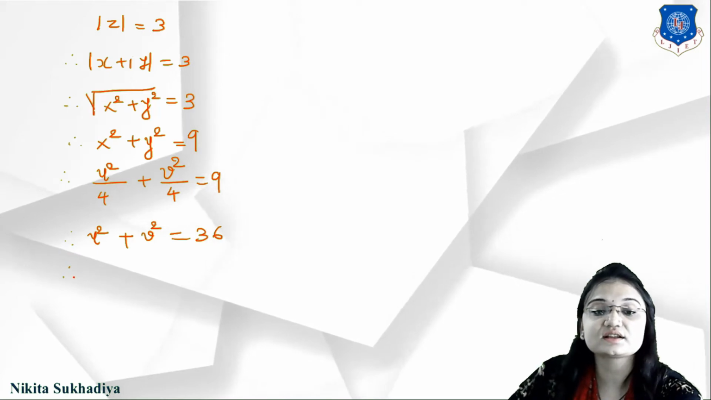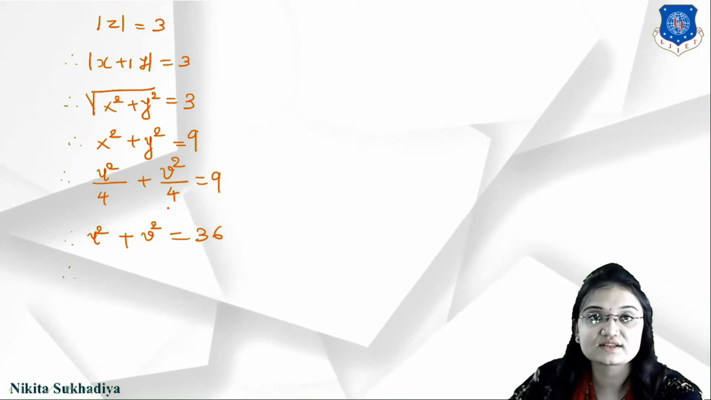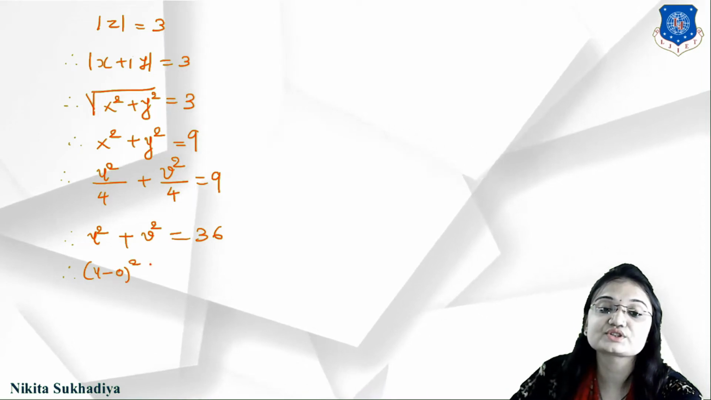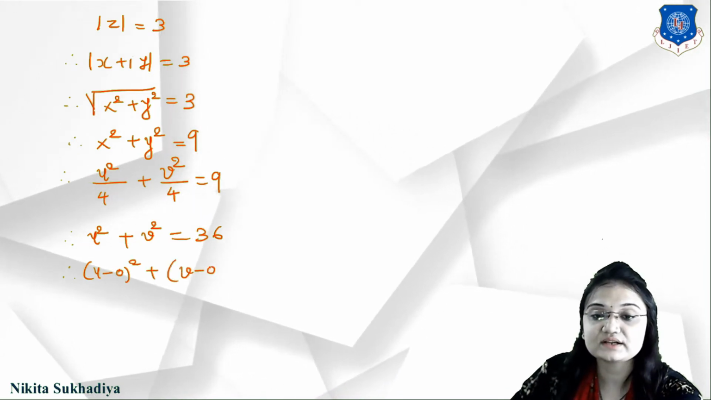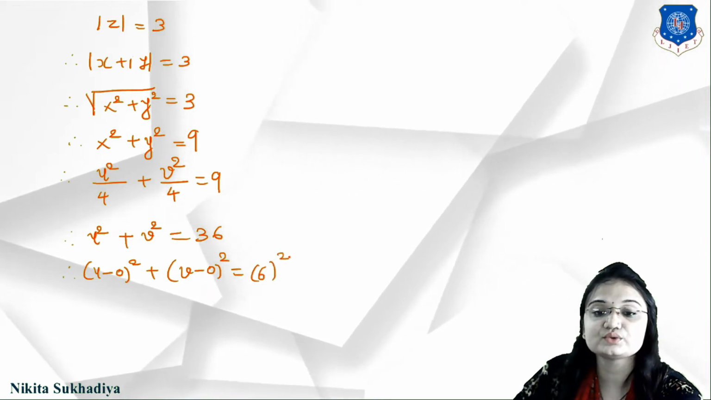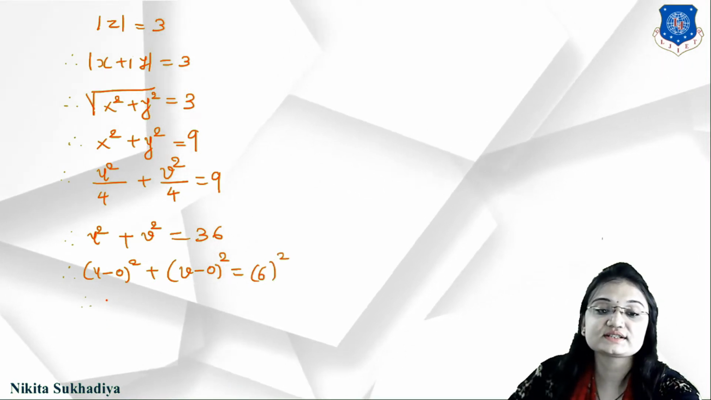So this is nothing but the circle equation in the form of u and v. This is (u minus 0) whole square plus (v minus 0) whole square is equal to 6 raised to whole square. So this is the center point.